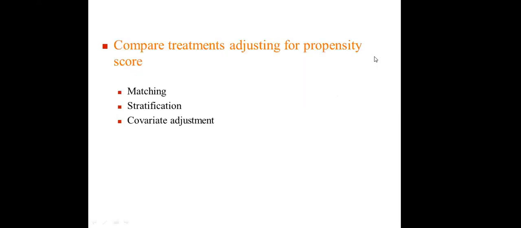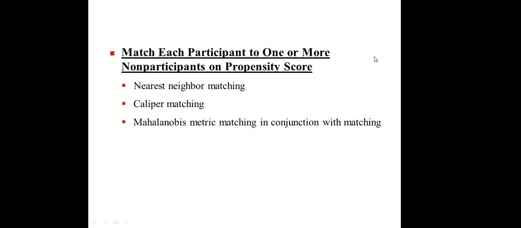Okay, so how can we then take the propensity score and use it to analyze our data now that we're finally to the point of doing an analysis? And just like I talked about earlier, we have matching, stratification, and covariate adjustment with regression. Just like we had without propensity scores, now we're going to introduce propensity scores into it. So one way to do it is matching.